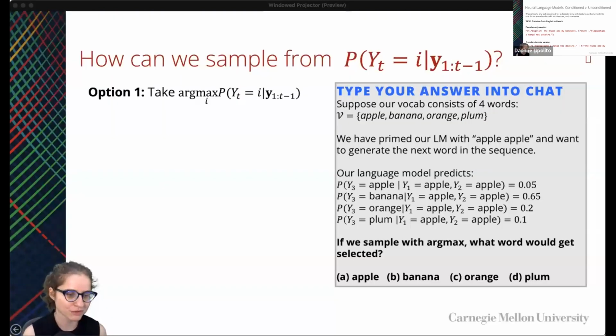Okay, so the absolute simplest thing that you can do is just pick the most likely token. We call this argmax sampling, because you're just taking the argmax of the distribution, picking the most likely token. I have an example here on the right. Feel free to enter your answer into the chat. If we have a language model that just has 4 words in the vocabulary and it predicts these probabilities for each of these words coming after the sequence "apple apple", if we sampled with argmax, what word would get selected? Feel free to take a moment and put your answer in the chat.